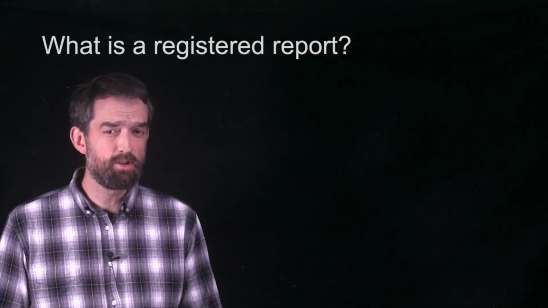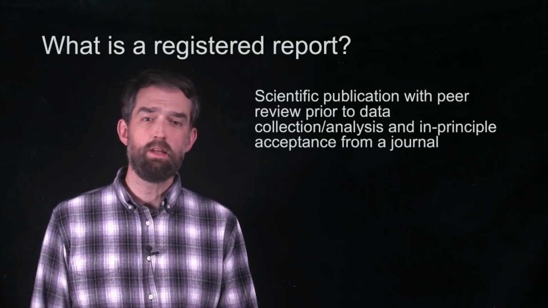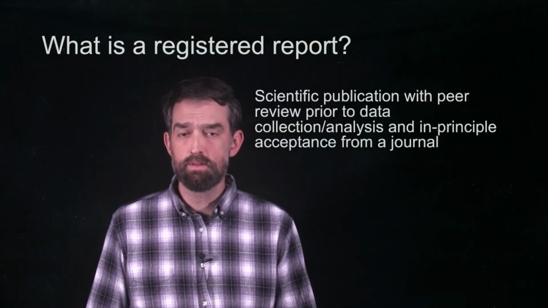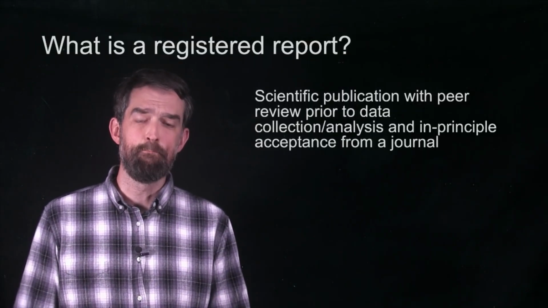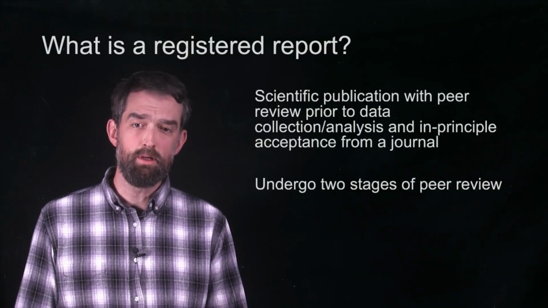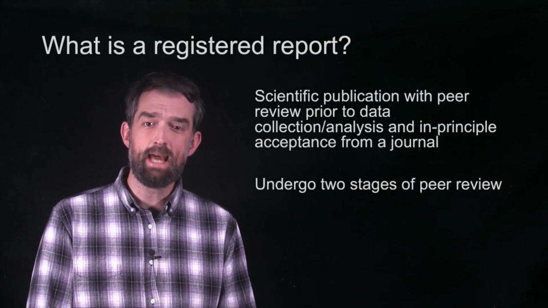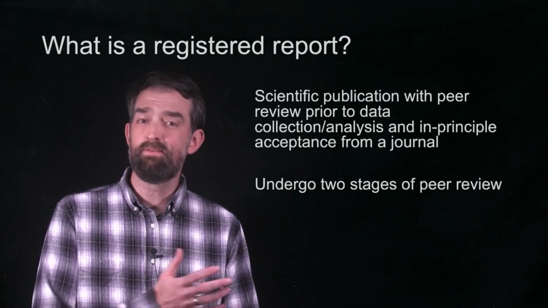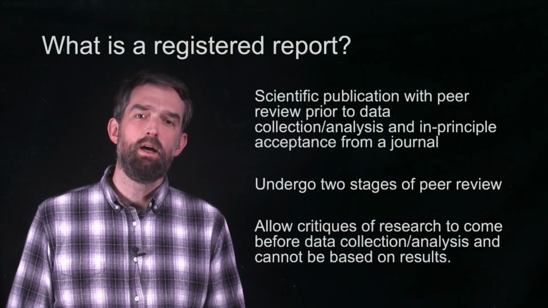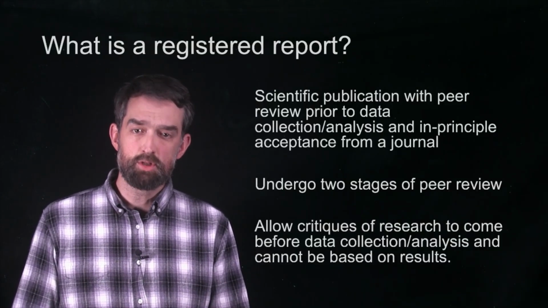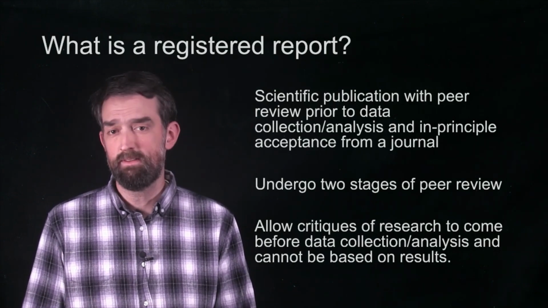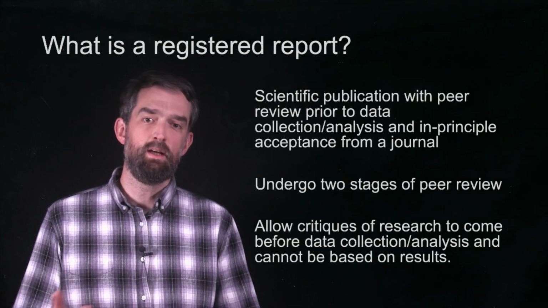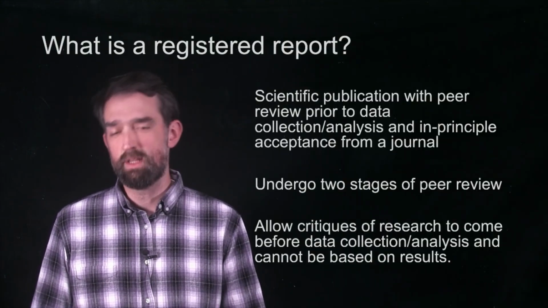So in summary, what is a registered report? Well, we know it is a scientific publication that has peer review prior to any data collection or analysis, and you get an in-principle acceptance from the journal saying that they will publish your paper regardless of its outcome. You undergo 2 stages of peer review, a stage 1 peer review, which happens prior to any data collection, and a stage 2 peer review, which happens after the conclusions of your studies, but before the paper is officially published. And lastly, registered reports allow for critiques of your research to come prior to any data collection, so you can make changes to any errors in your design prior to running the studies. And it allows for the paper to be accepted based off of the merit of the question and the design of the study.